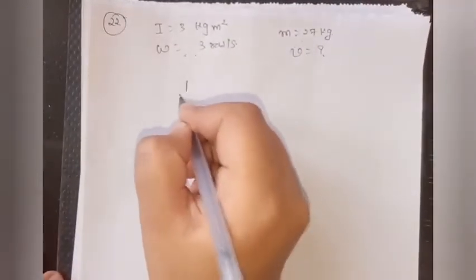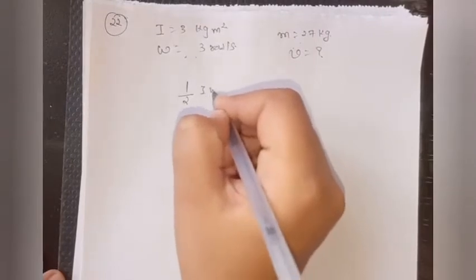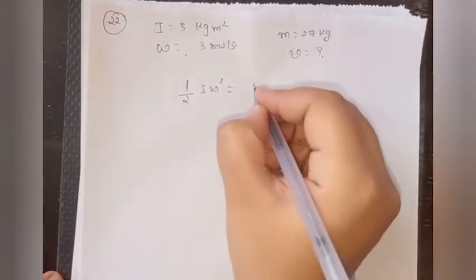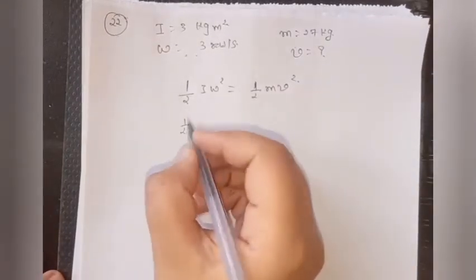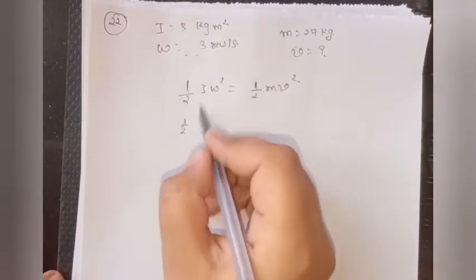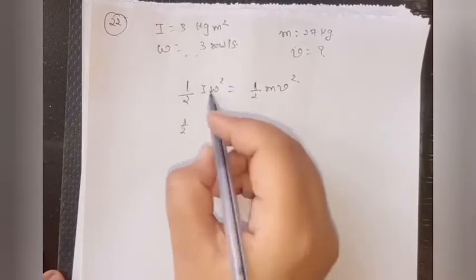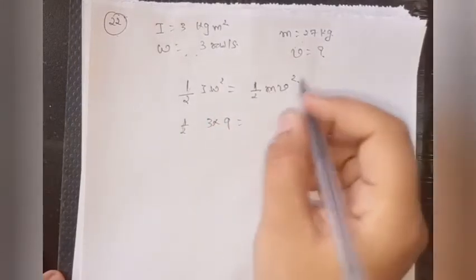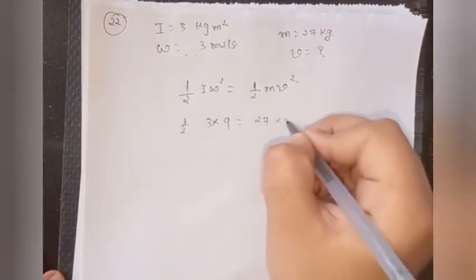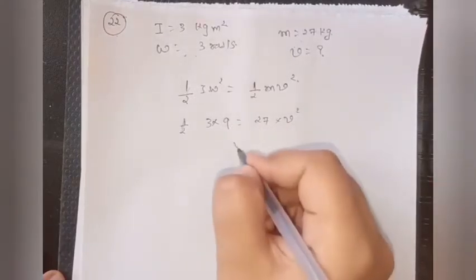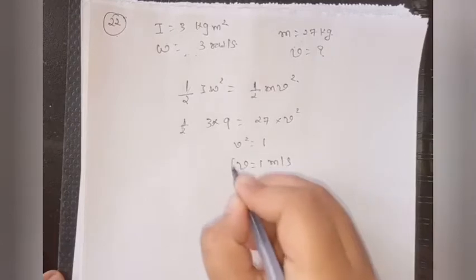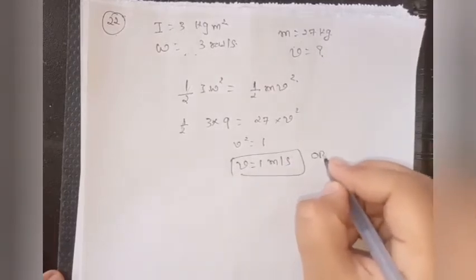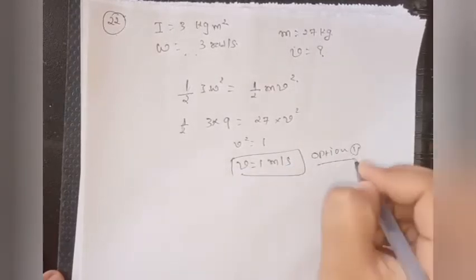Rotational kinetic energy is half I omega square and linear kinetic energy is half m v square. Put these values, this half will get cancelled out. I is 3 into omega square, that is 9. Mass is given 27 kg into v square. So v square will be 1. v is equal to 1 meter per second. So option 1 is the correct option.